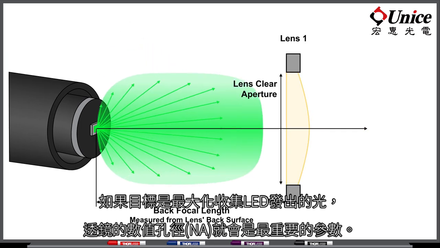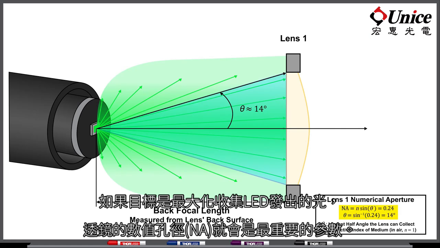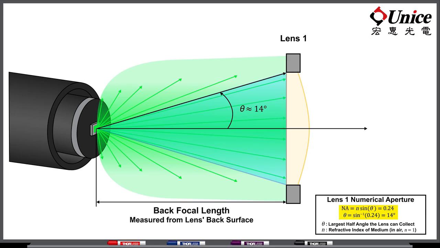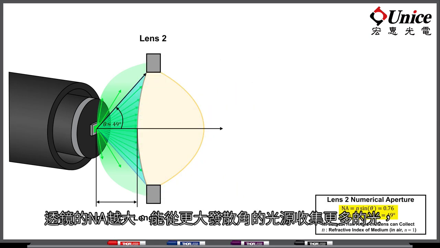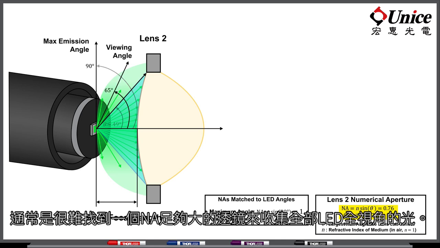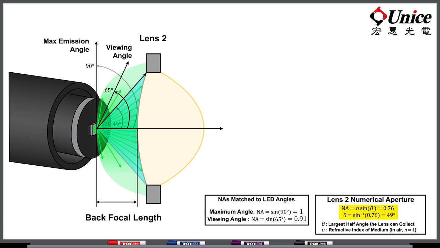If the goal is to collect the maximum amount of light from the LED, the lens's numerical aperture, or NA, is the most important parameter. The NA of the lens describes the largest cone of light the lens can collect. A lens with a larger NA will collect more light from a highly divergent source, but it may not be possible to find a collimating lens with an NA large enough to collect all of the light. Often, it can even be difficult to find a lens with an NA large enough to collect all of the light across the LED's full viewing angle.